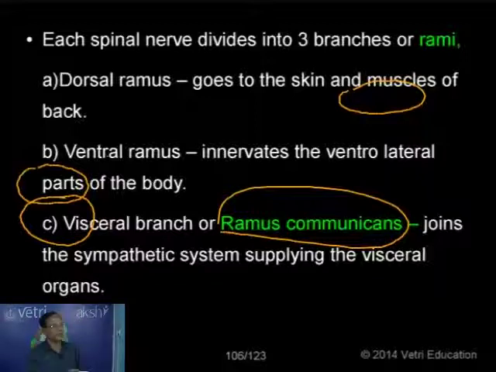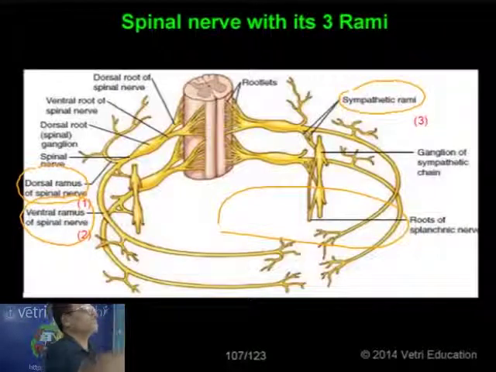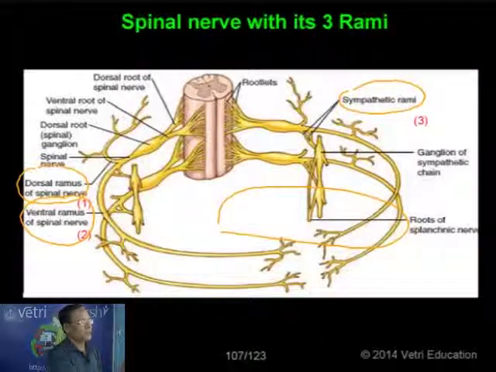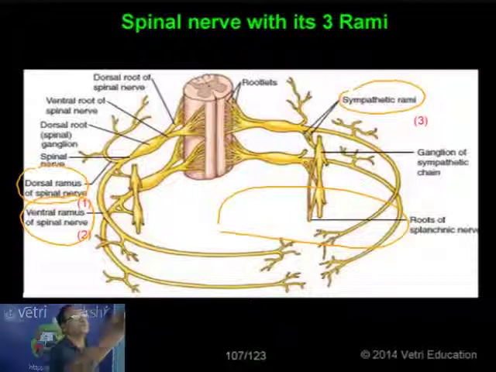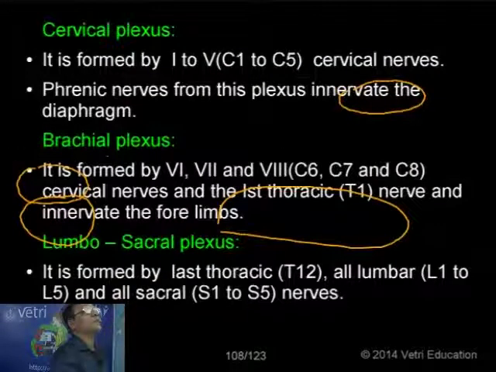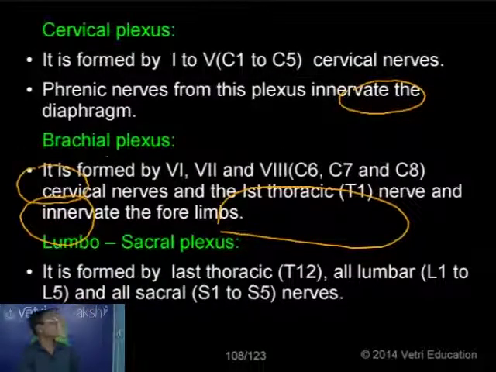So the visceral branch, or ramus communicans, or sympathetic rami, joins with the sympathetic nervous system. Normally they join the ganglia of the sympathetic nervous system and supply branches to the visceral organs, hence called the visceral branch. The sympathetic rami, or ramus communicans, connect the spinal nerve with the sympathetic ganglia, a chain of ganglia formed by the sympathetic nervous system.